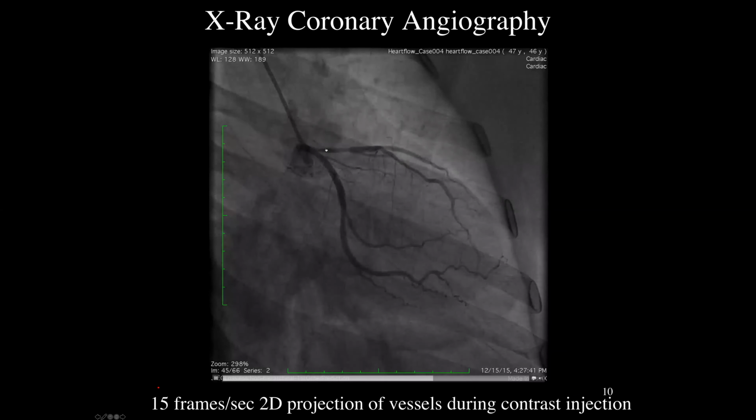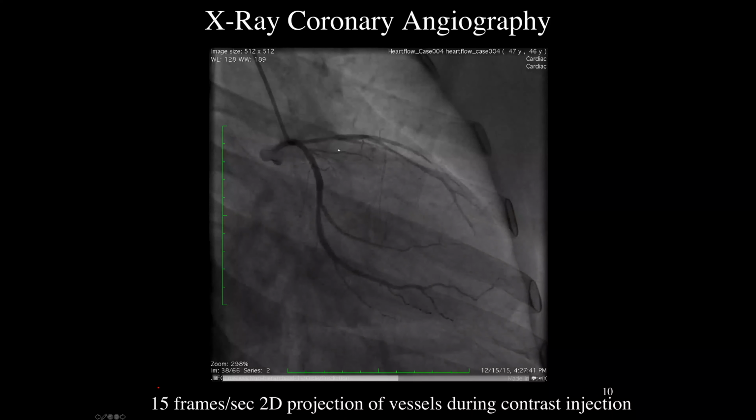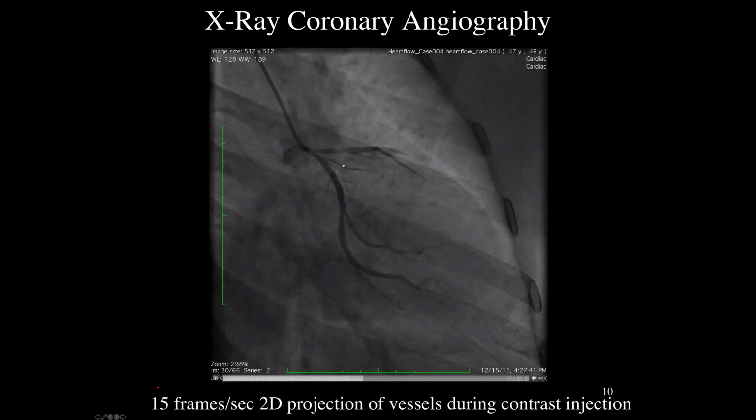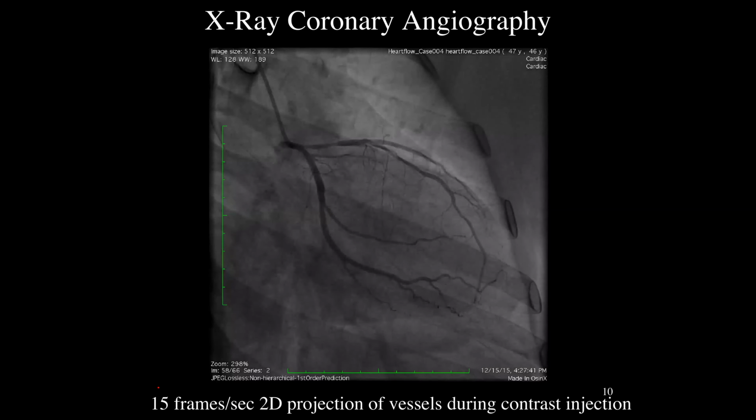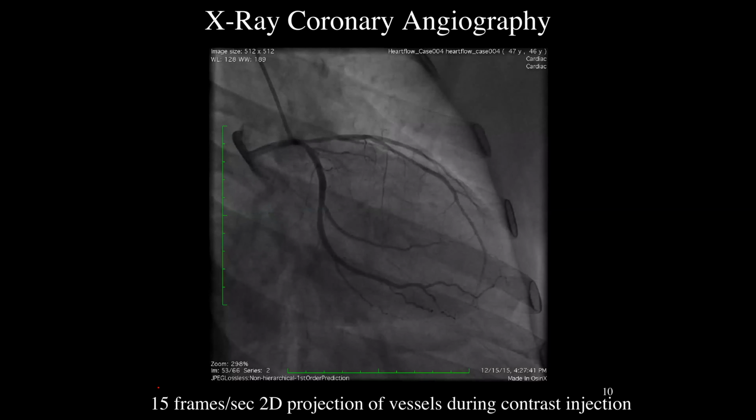I'll get right to it. Right there, you see how it's sort of faded a little bit? That means the amount of contrast is less, and so the diameter of that vessel is less at that point, and so it's tightened down.